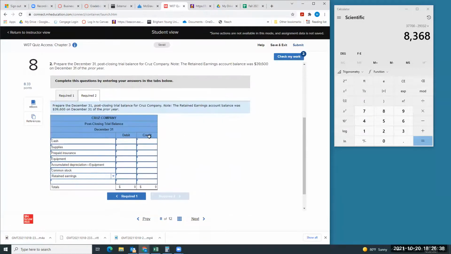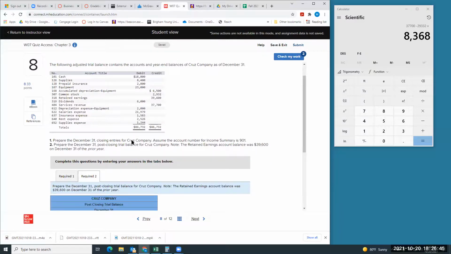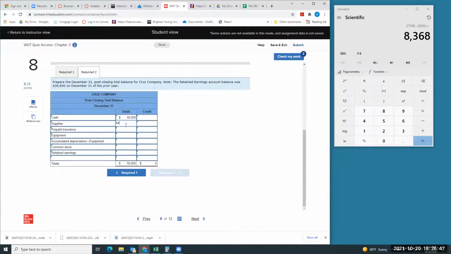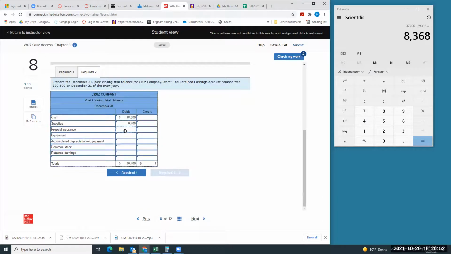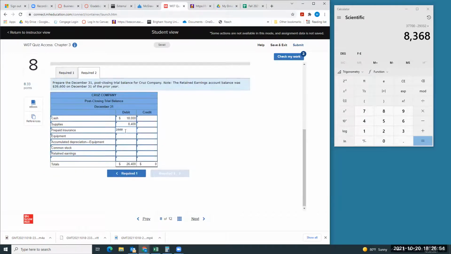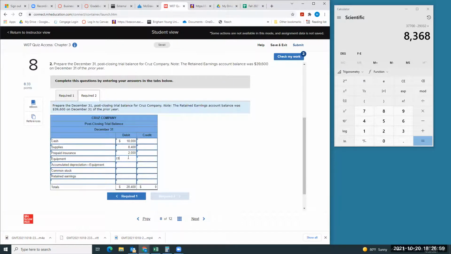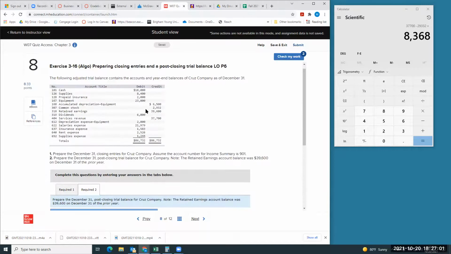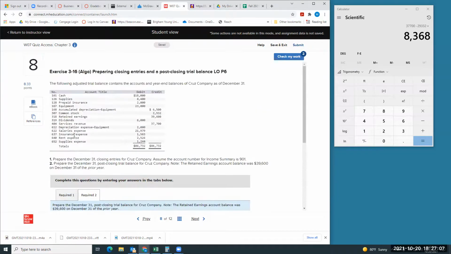So 18,000 on cash and 8,400 on supplies and 2,000 on prepaid insurance, 23,000 on equipment, a credit of 6,500 on the accumulated depreciation, common stock had a credit balance of 2,932.